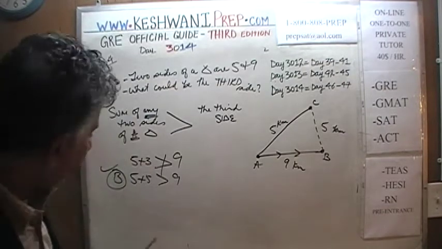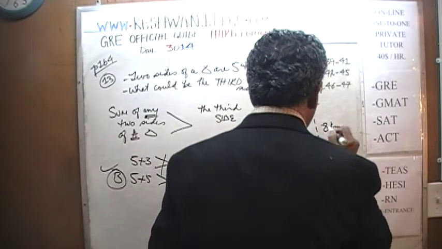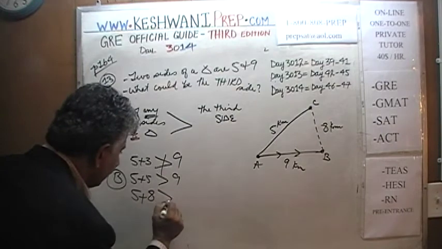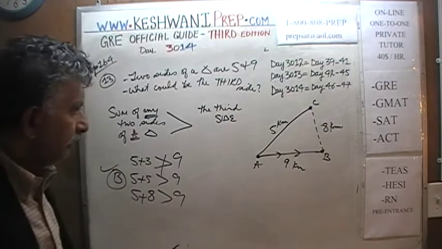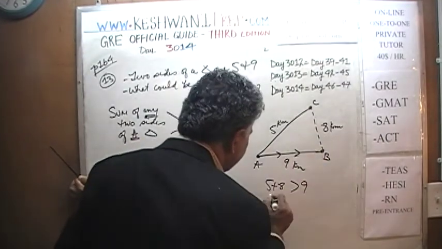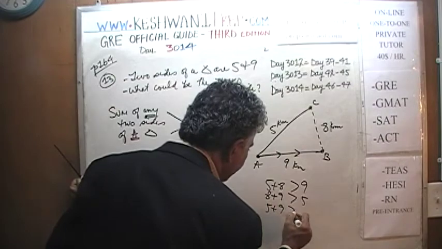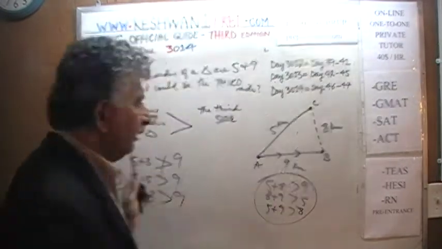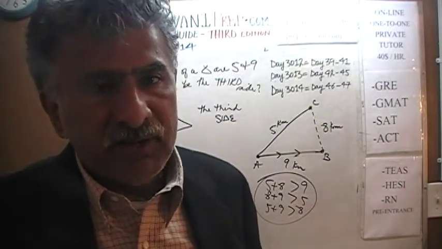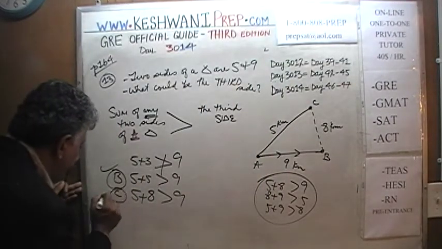Let's look at answer choice C. Answer choice C says 8. Is 8 possible? Again, the answer is yes. Why? Because 5 plus 8 is more than 9. 8 plus 9 is more than 5. 5 plus 9 is more than 8. If you take any two sides of this triangle, as long as the sum is more than the third side, then that is a possible triangle. It is feasible. It is doable. Answer choice C also works.